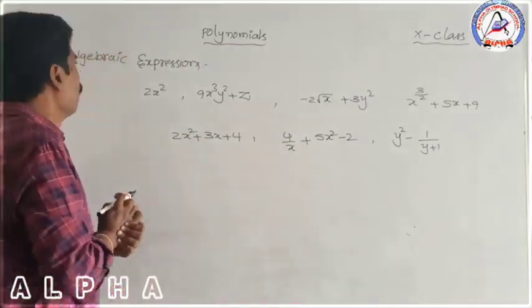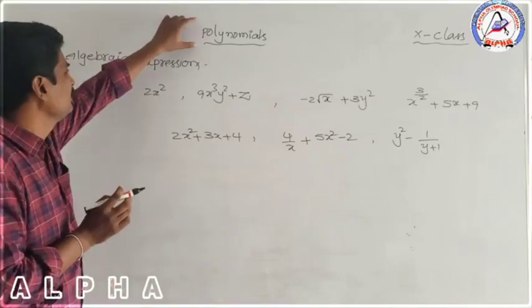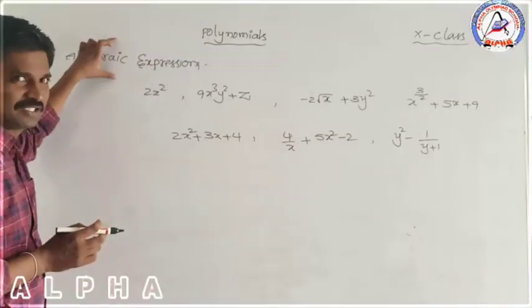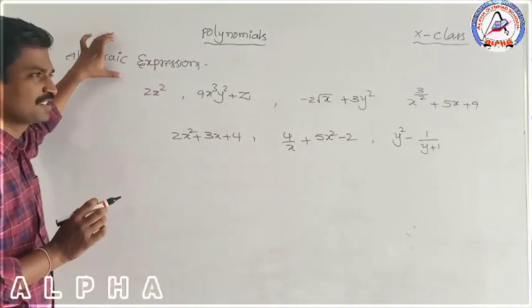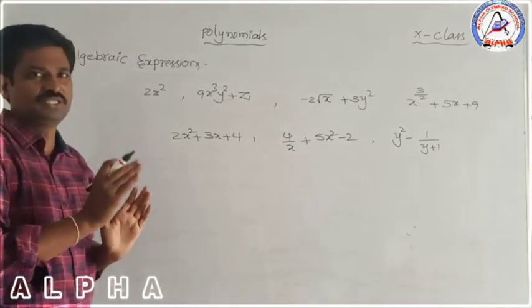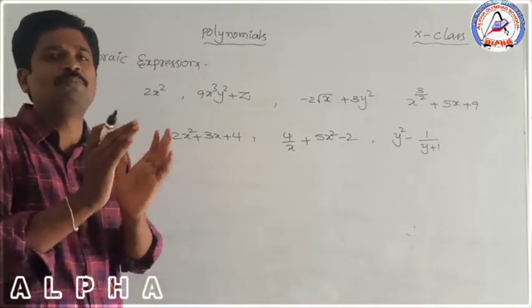We know that. Now, what is the difference between a polynomial and an expression? All polynomials are algebraic expressions, but all algebraic expressions are not polynomials. Then how can we differentiate these two? Which expression is called a polynomial?